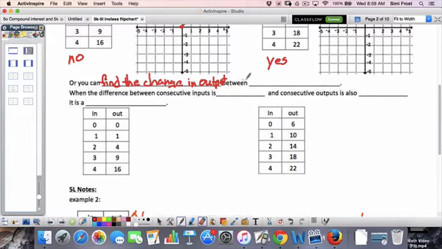between consecutive inputs. And when the difference between consecutive outputs is constant, so changing at a constant rate, and consecutive inputs is also constant, it's a linear function.